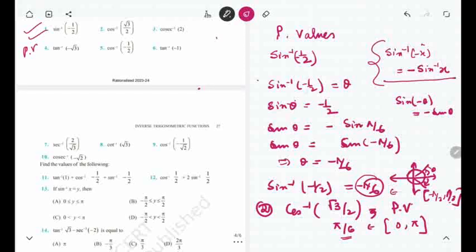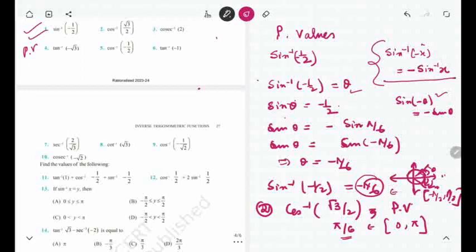Sine inverse minus 1 by 2, put this as theta. Sine theta is minus 1 by 2. Sine of minus theta is minus sine theta. Here the unit circle is very helpful. Theta goes positive in this direction, anti-clockwise. But if it is coming clockwise, it is negative. And in the fourth quadrant, sine is negative. So you will write sine of minus pi by 6.